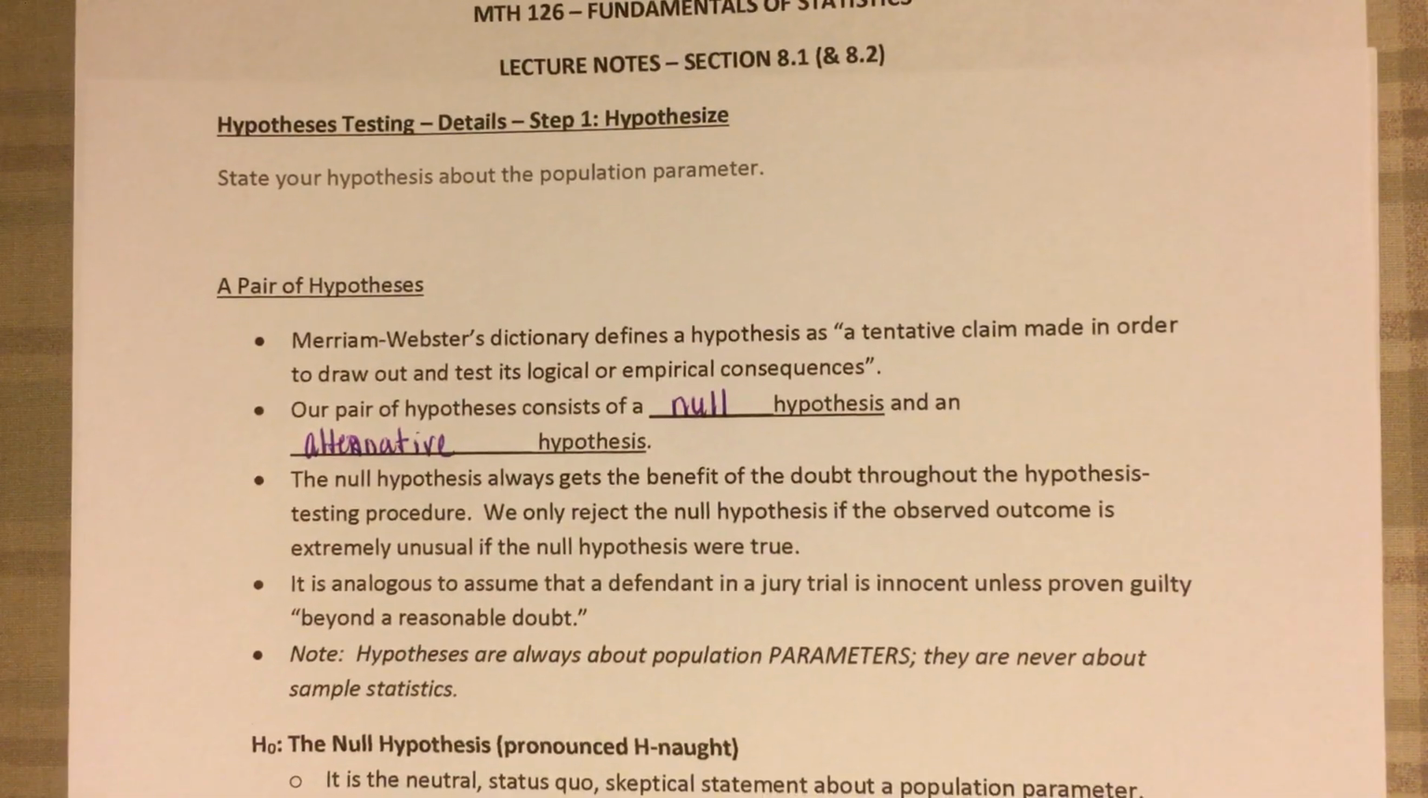As we're going through the process, the null hypothesis always gets the benefit of the doubt. We only reject the null hypothesis if the observed outcome is extremely unusual. So as we're going through these, our null hypothesis is always going to have the same symbol, and we're always going to give it the benefit of the doubt, assume it's true unless we have proved otherwise.